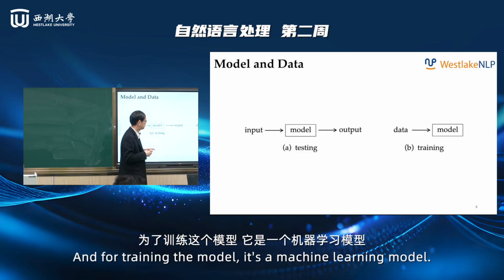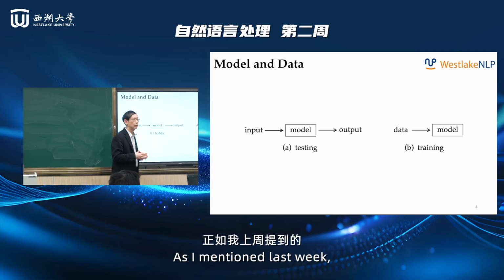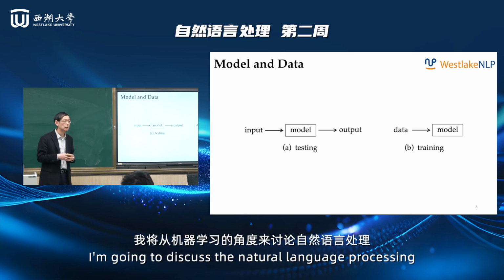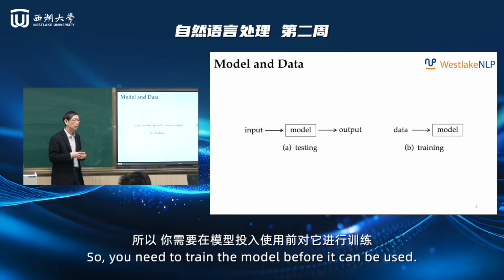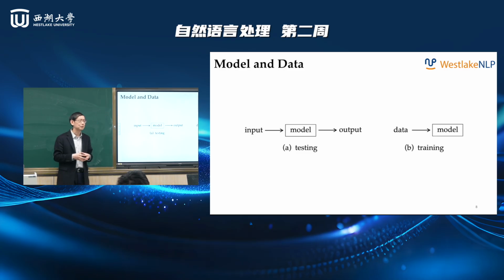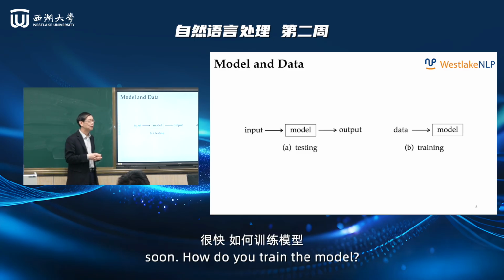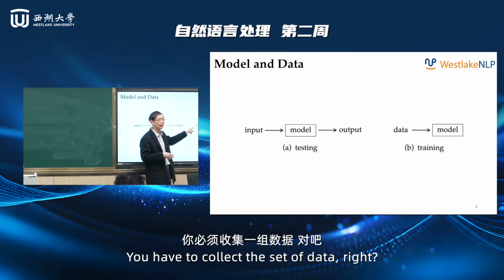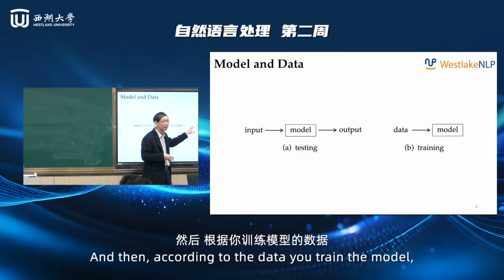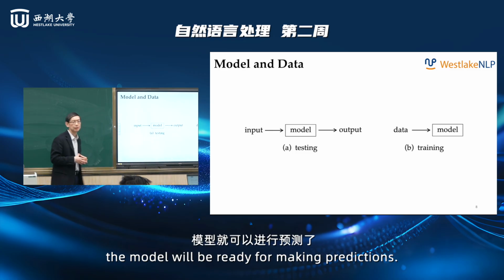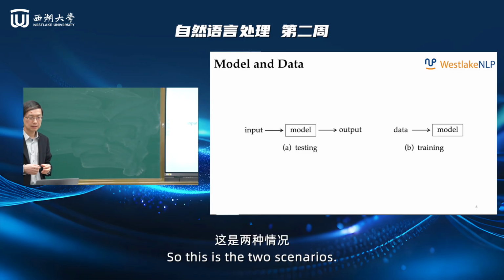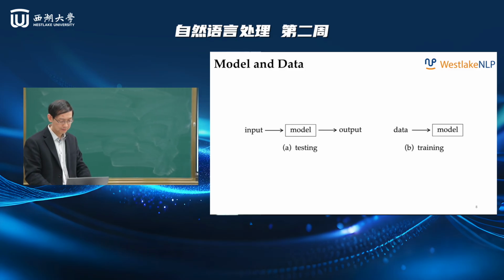And for training, the model, okay, is a machine learning model. As I mentioned last week, I'm going to discuss natural language processing from a machine learning perspective. So you need to train the model before it can be used, okay? So how do you train the model? You have to collect a set of data, all right? And then according to the data, you train the model. The model will be ready for making predictions, right? So these are the two scenarios.